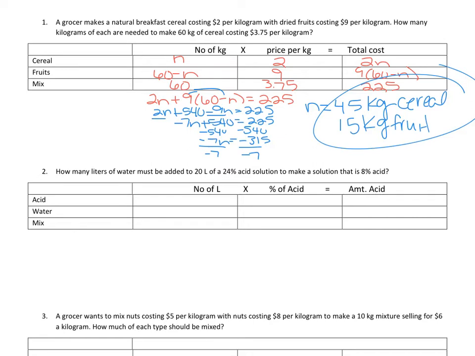Ground beef. How did you figure out how it reached 15 kilograms of fruit? Okay, so I have 60 kilograms total, right? That's how much my entire mixture is. And I found that I have 45 kilograms of cereal, right? So if N is 45, then 60 minus N will tell me how much fruit I need. Good question. So just plug it back in. Any other questions on number 1?